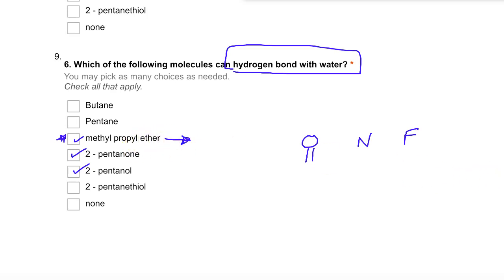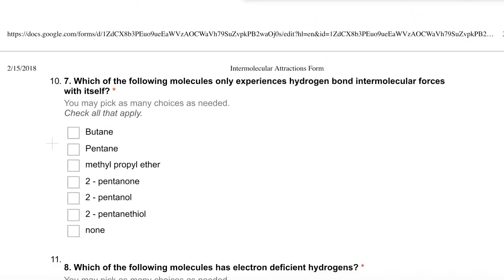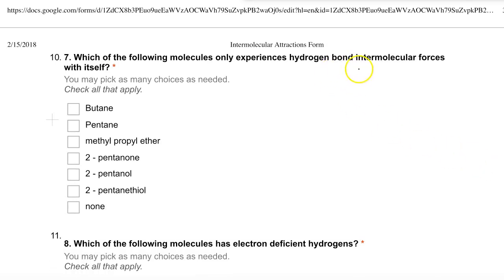All right, so moving forward, number 7, which of the following can only experience hydrogen bond intermolecular forces with itself? And of course, that's the same as 2-pentanol. It's the only one that has an electron deficient H. So if this is the rest of the molecule, another 2-pentanol with a what? An O and H, that H can H bond here, and this H can H bond to this O, and H bond with itself.